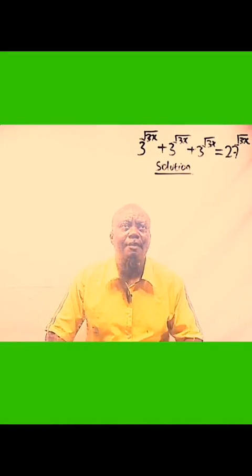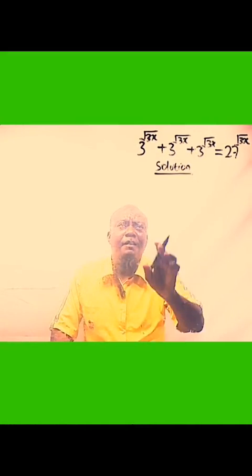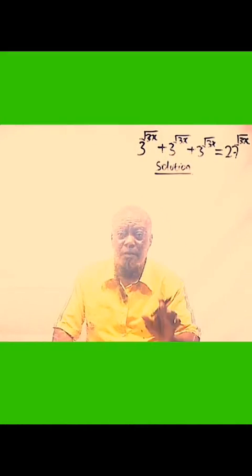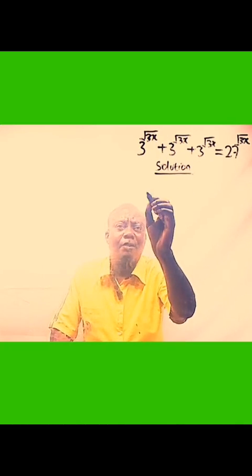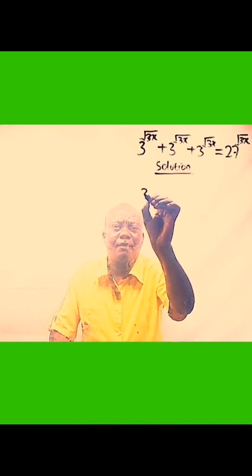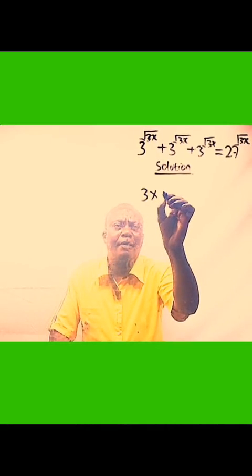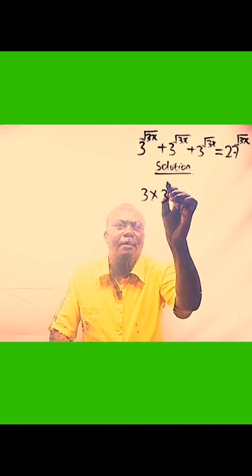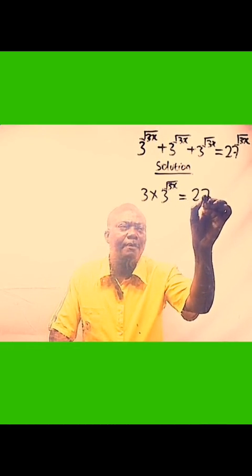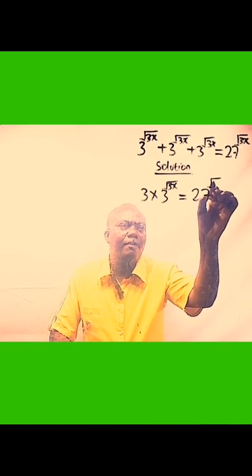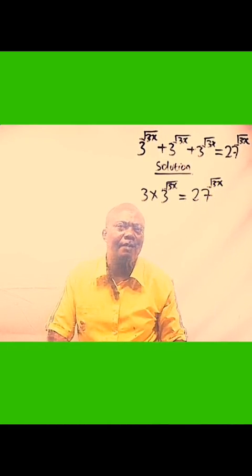Let's find the value of x here. You observe that in each case you have 3 raised to the power of root of 3x. That means you have 1, 2, 3. So don't waste your time. Just write 3 multiplied by 3 raised to the power of root of 3x, and it equals 27 to the power of root of 3x.